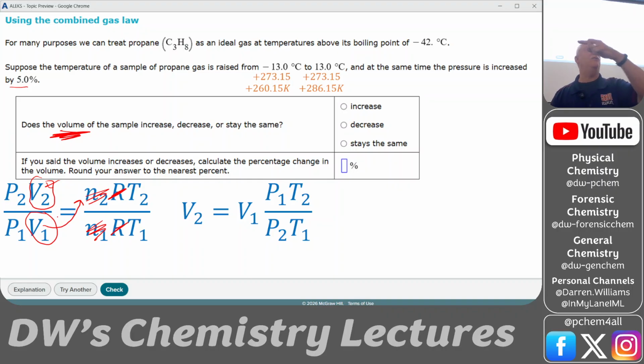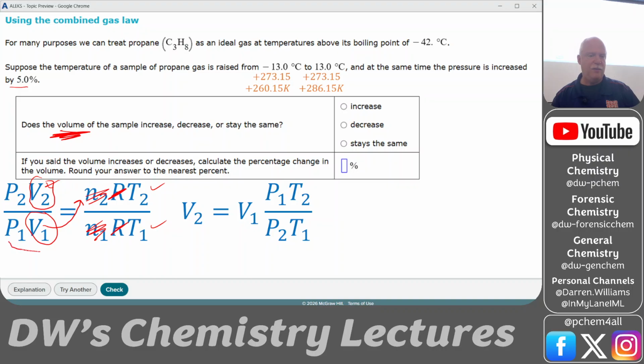V1 went across the equal sign and ended up on top because I multiplied both sides by V1. The V1 on the left canceled and the V1 on the right survived, so we moved it over to the top on the other side. Now T2 is still on top on that side. T1 is on bottom on that side.